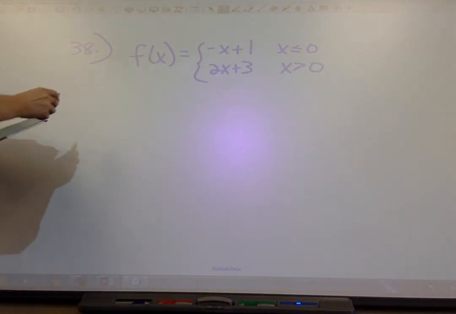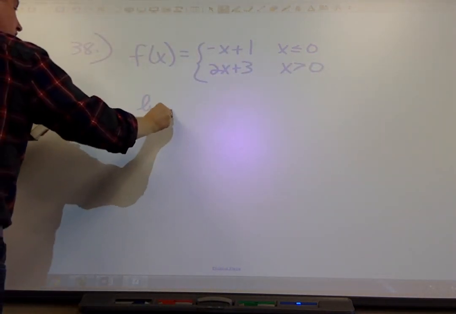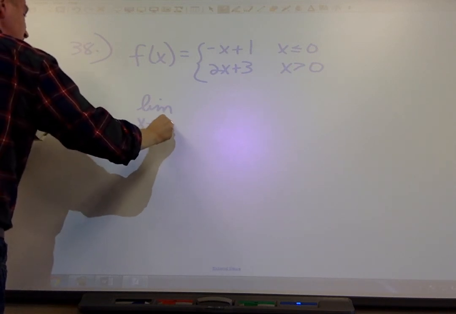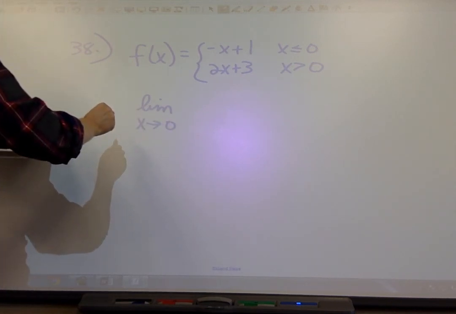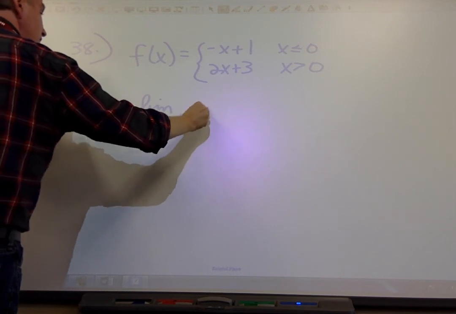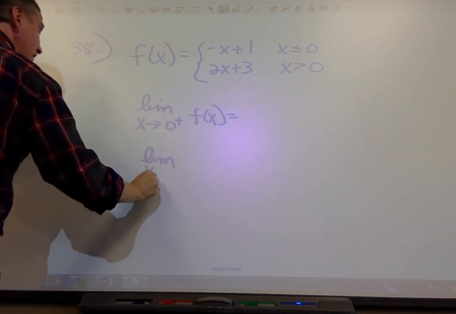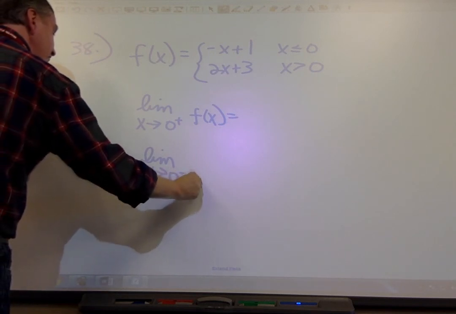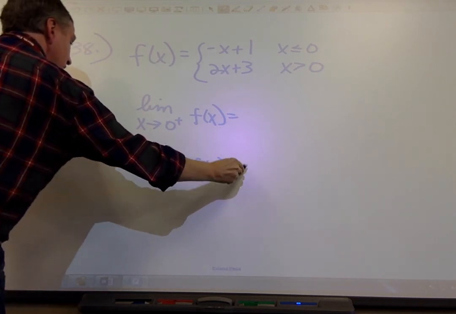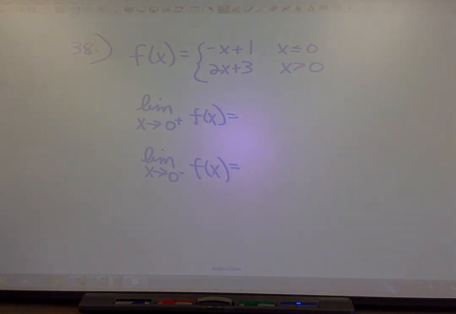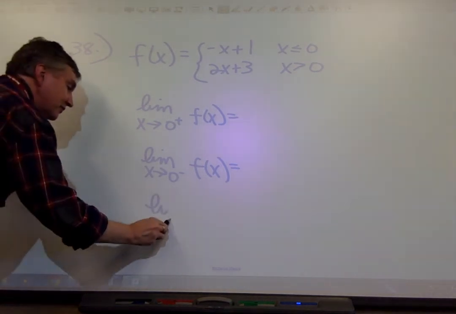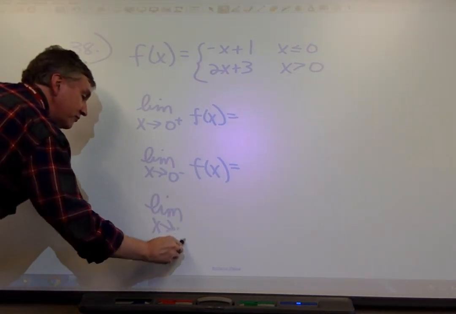The questions are, find the limit as x approaches 0 from the right, and the limit as x approaches 0 from the left. And I might add just a third one for completeness: the limit as x approaches 0, period.